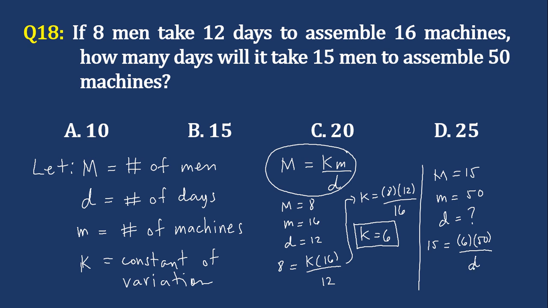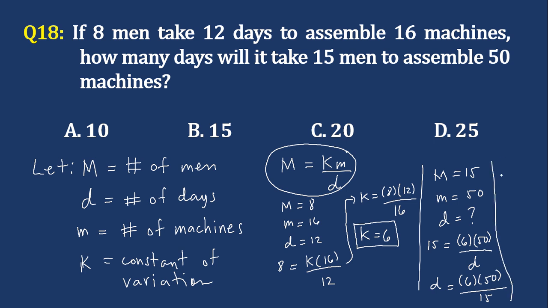Cross multiply and then divide by 15. You will get d equals 6 times 50 over 15. You can easily verify this one using a calculator, but I'm just going to show the full solution. I'm going to break down 15 into 3 times 5 so that I can cancel.